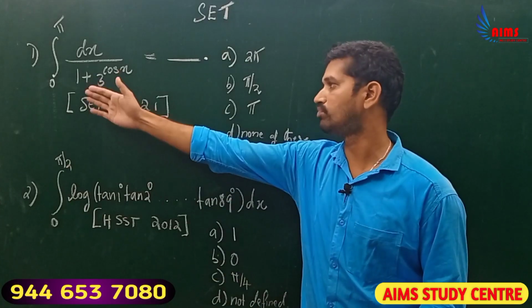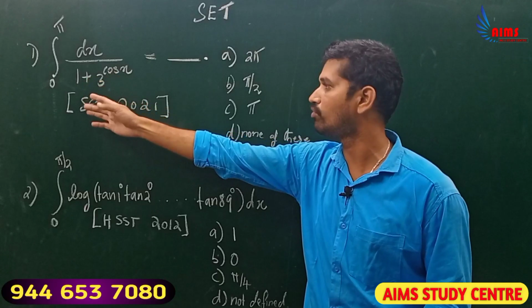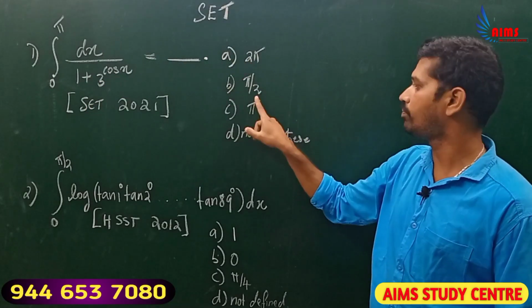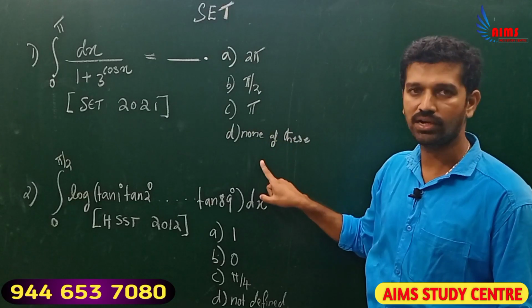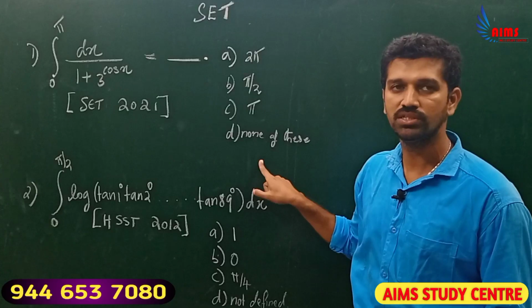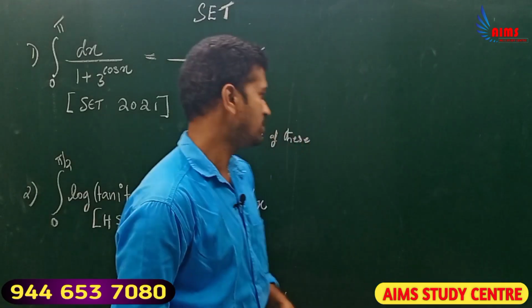So when we move to the first question, the question is integral 0 to pi dx divided by 1 plus 3 raised to cos x, and the options are 2 pi, pi by 2, pi and none of these. So let's try to solve this particular question using the results that we have in our plus 2 examinations.